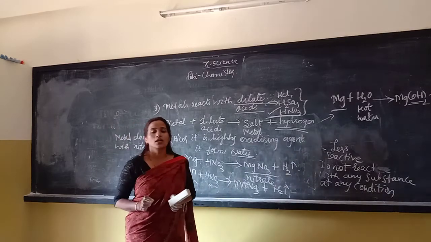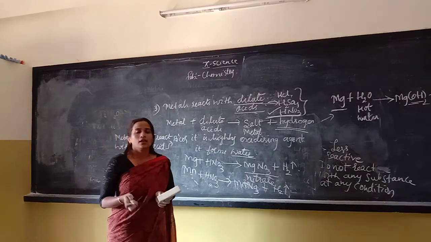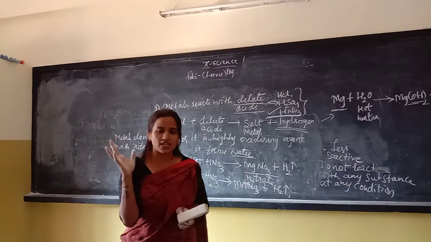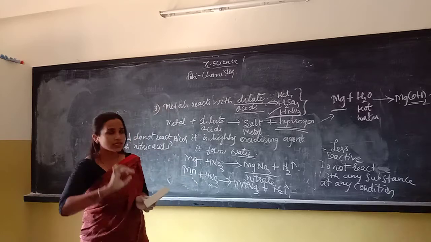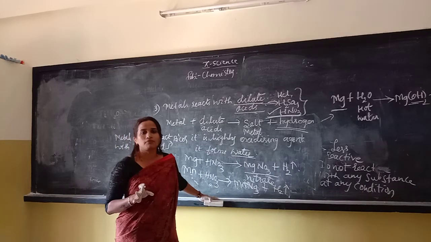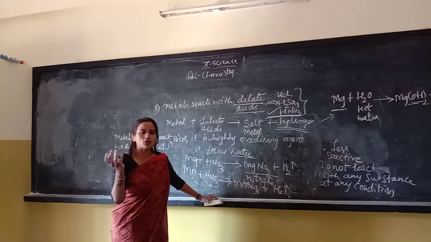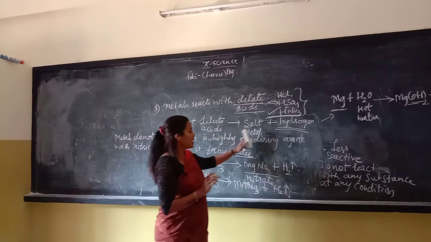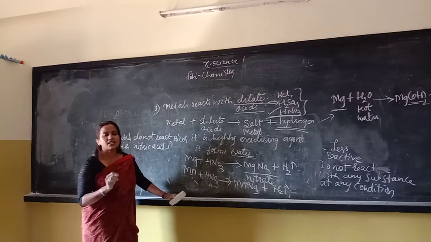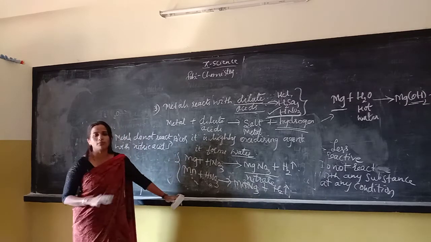If you get the question in your examination, why do metals not react with dilute nitric acid, the answer is because nitric acid is a highly oxidizing agent. It reacts with hydrogen and forms water, and does not allow the hydrogen to be released. But in this reaction we need hydrogen as a product. So metals do not react with nitric acid except manganese and magnesium.